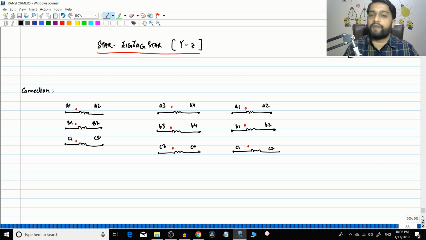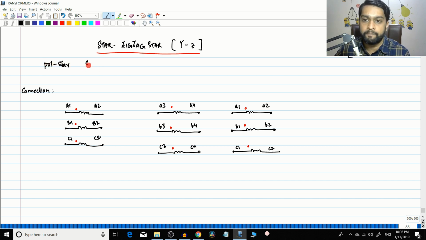So once we have discussed delta zigzag star, it is time to discuss the star zigzag star connection. Let us see what we find out regarding the star zigzag star connections. For that, first we have to draw the connections, and before that we have to see how the circuit looks. In star zigzag star, the primary is connected in star. In the last case it was delta. The secondary is connected in zigzag star.